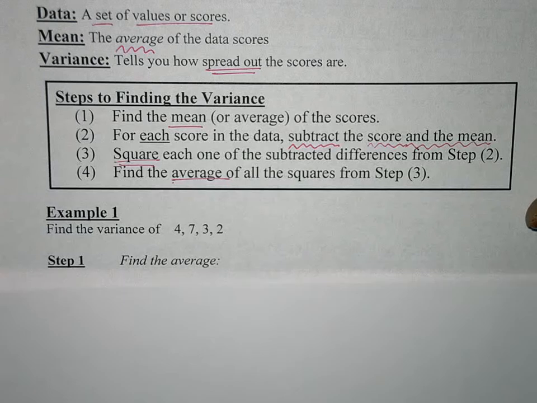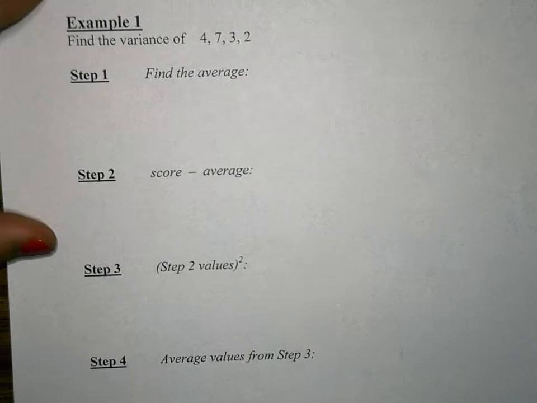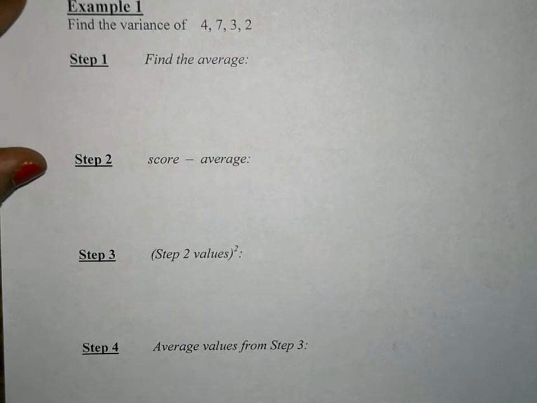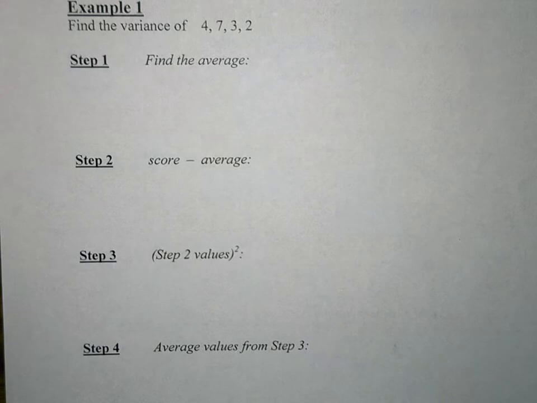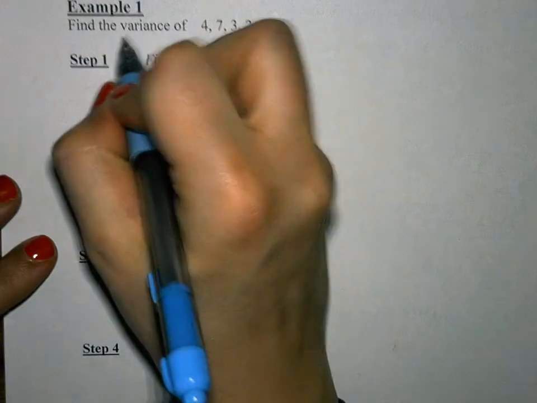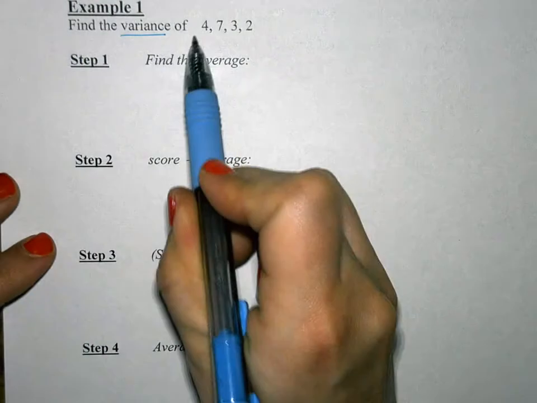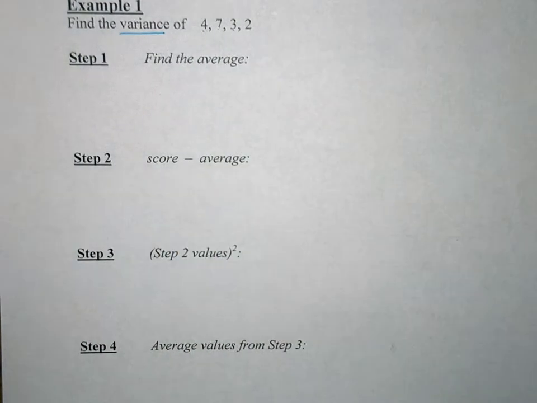Let's do example 1. So I wrote all the steps out again for you, so make sure you write them down. Example 1, we are going to find the variance of this set of data, 4, 7, 3, 2.